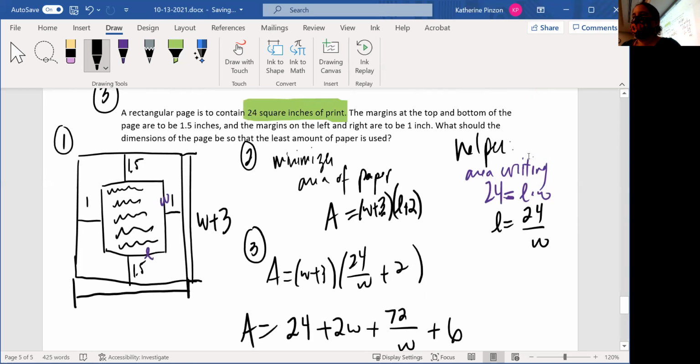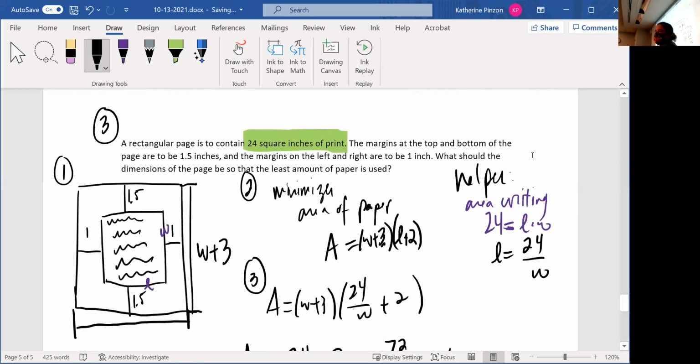I want to read the question though, because it says, what should the dimensions of the page be so that the least amount of paper is used? Is W a dimension of the page? What's W in my picture? Oh, W is the writing, yeah. So what are the dimensions of the page going to be? If W is 6, then this is going to be 9 inches tall, W plus 3, 9 inches tall.